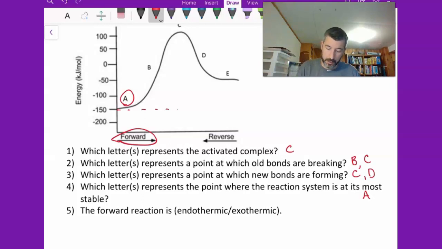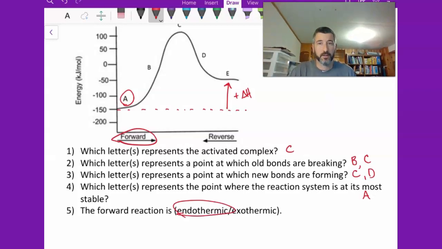Okay, if we just draw a little dotted line representing where our reactant energy was, it is definitely going up. So we have a positive delta H, which means this is an endothermic reaction, the forward reaction. And then by definition, we haven't really talked about reversible reactions much, but if we go in the other direction, it would be exothermic.